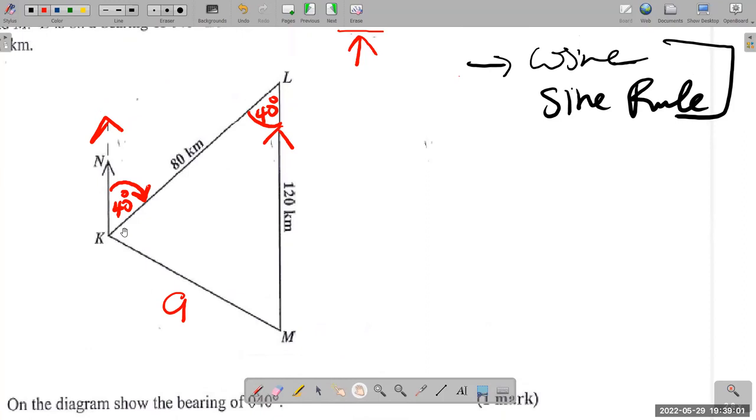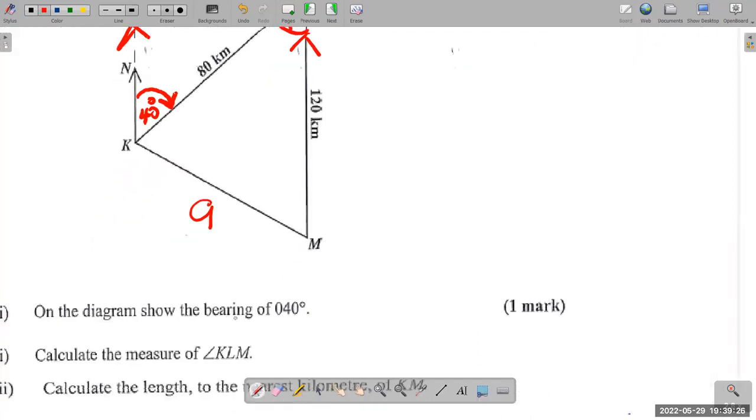Which one? Kayla thinks it's cosine. Everybody got to talk to me. What do you think it is? Look at where the angle is. The angle is in between the two given sides. What rule do we use when the angle is in between? Everybody with me? The cosine rule.